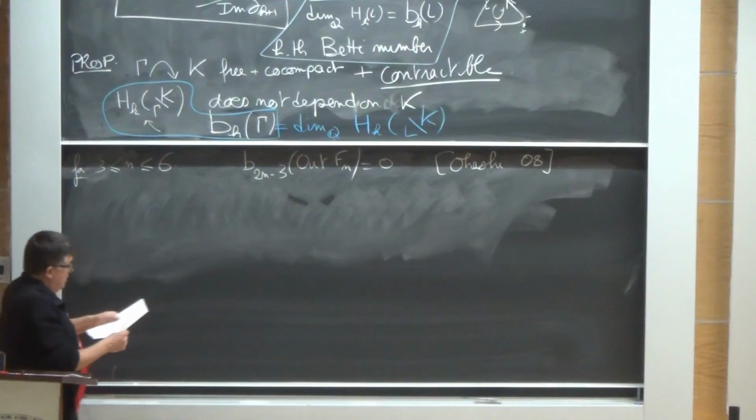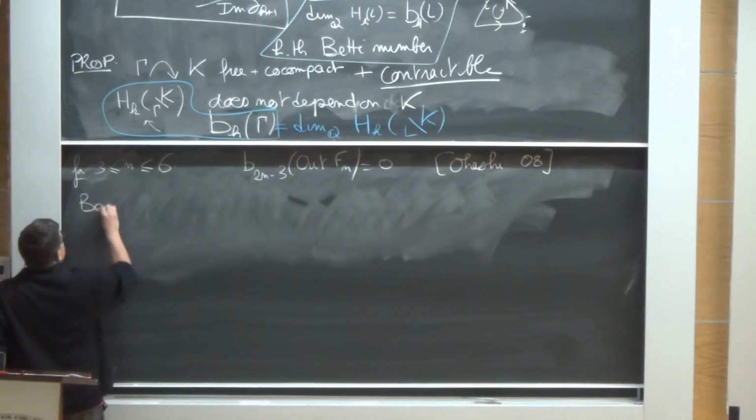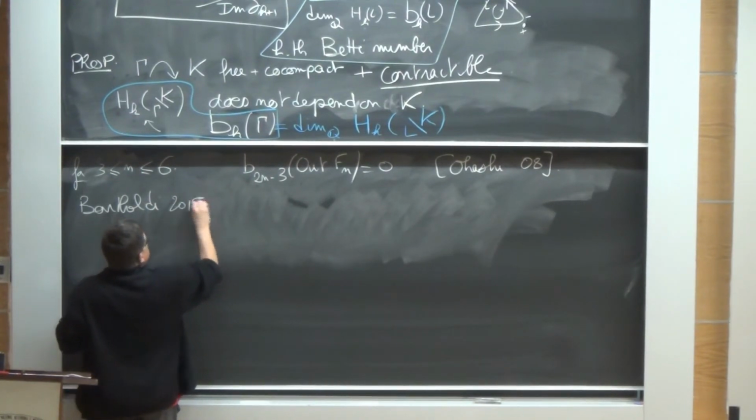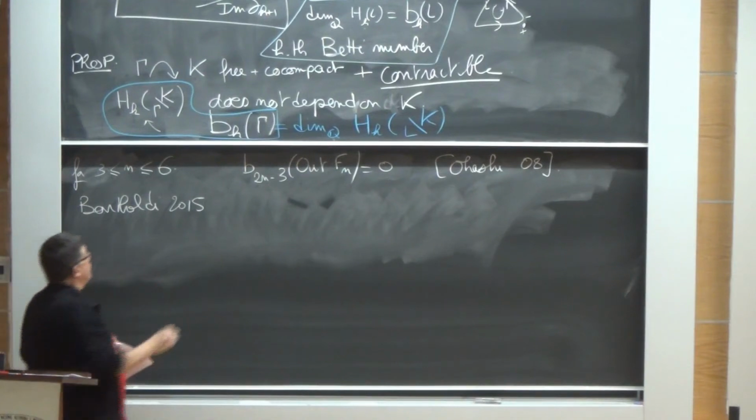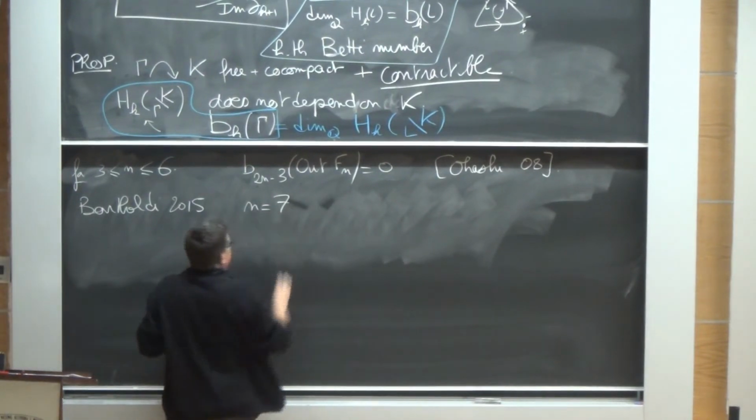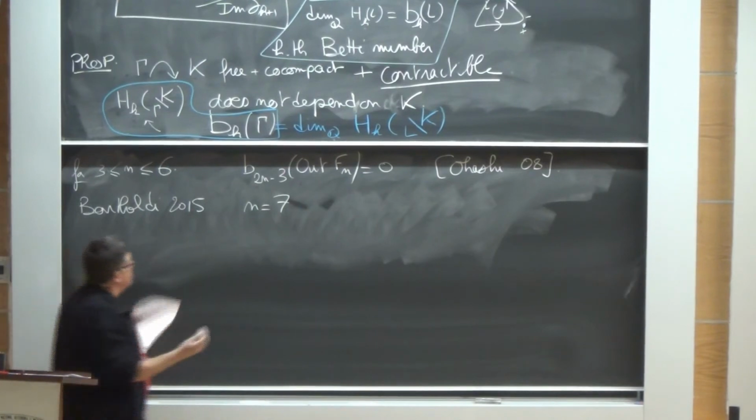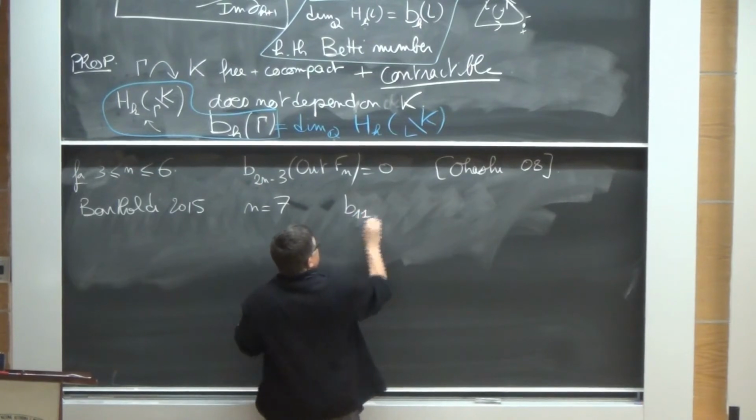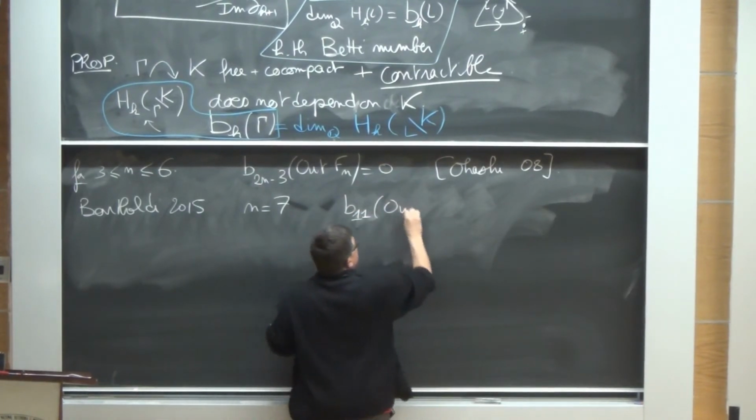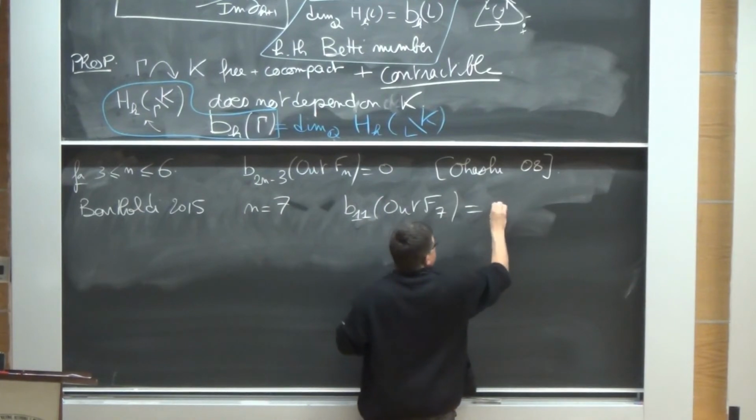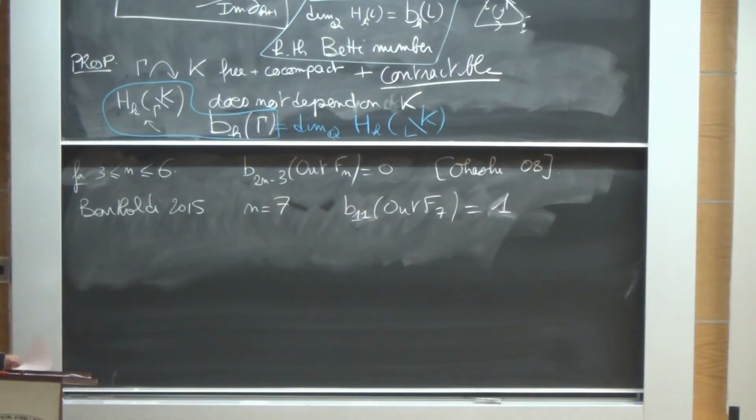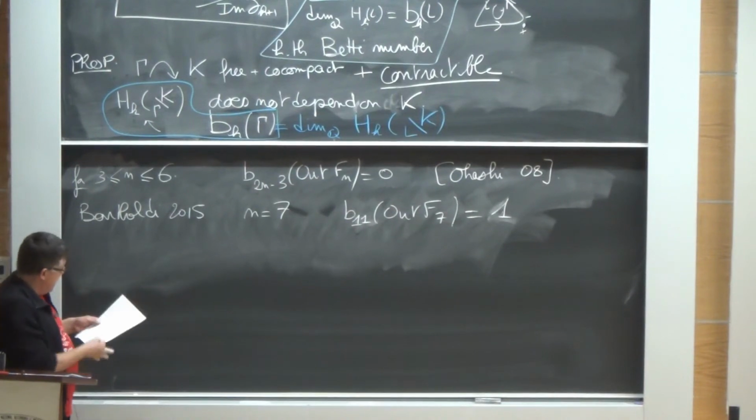And the surprise came with Bartholdi in 2015, when he computed using computers n equals 7, just the next one. The top dimension, B11, of Aut F7 equals 1. Not 0. Okay. So it remains quite mysterious.